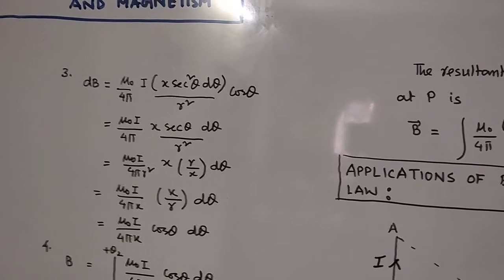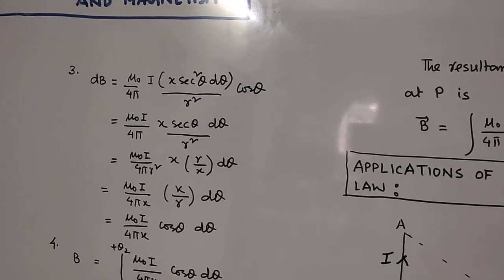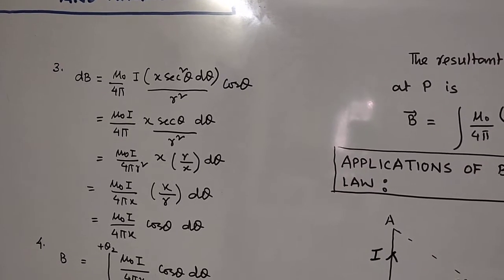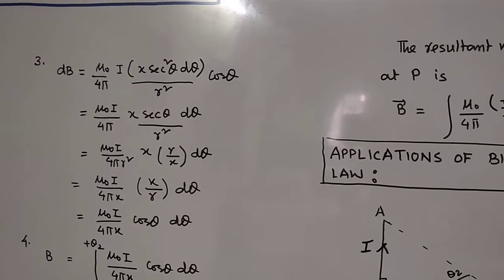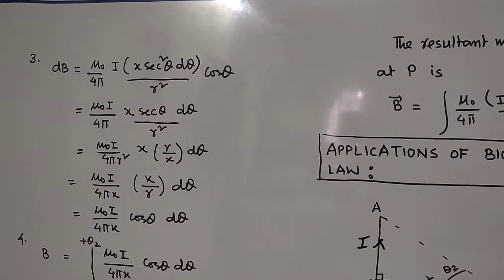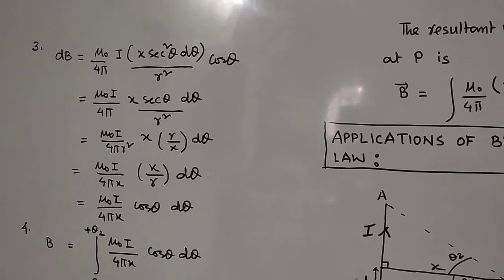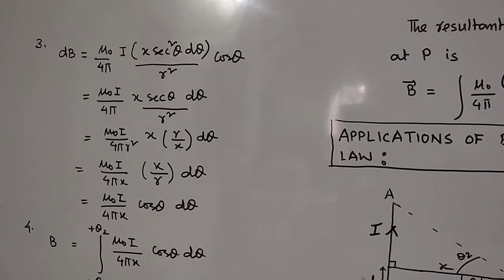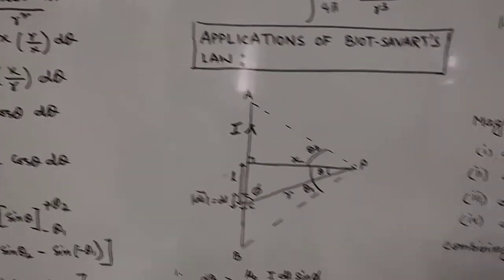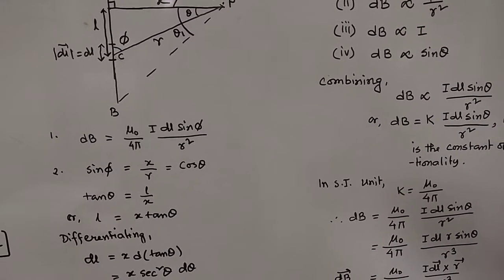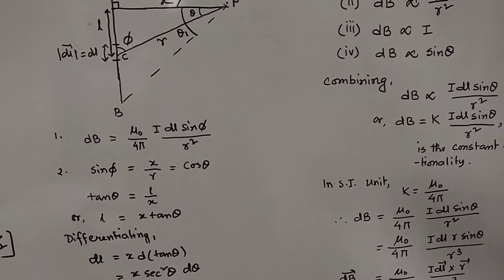You try simultaneously doing it on the paper. Mu naught I by 4 pi x. So sec square theta, 1 sec theta and cos theta will go off. So x sec theta d theta by r square. So mu naught I by 4 pi r square x. In place of sec theta, we will write r by x. If cos theta is x by r, then sec theta equal to r by x.